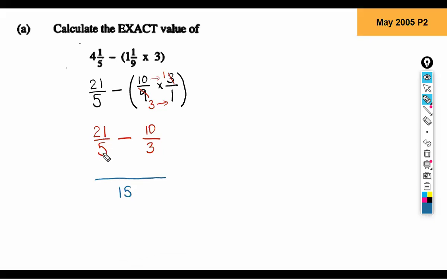This is primary school stuff. 5 into 15 is 3. 3 by 21 is 63. 3 into 15 is 5. 5 by 10 is 50. This is obviously going to work out to 13 on 15.